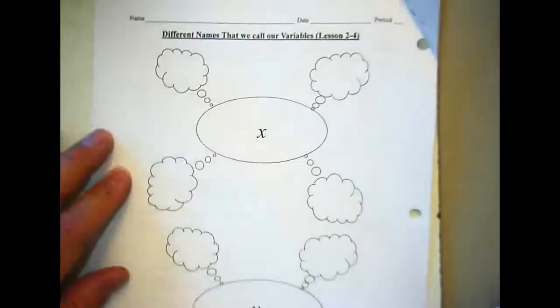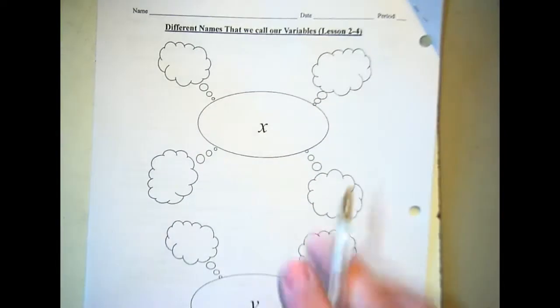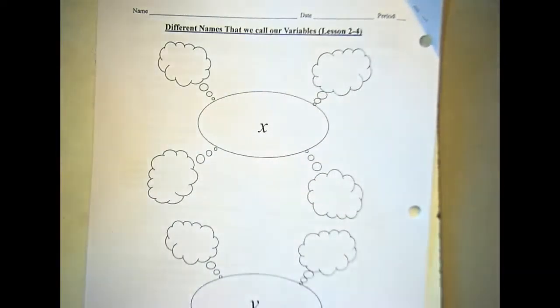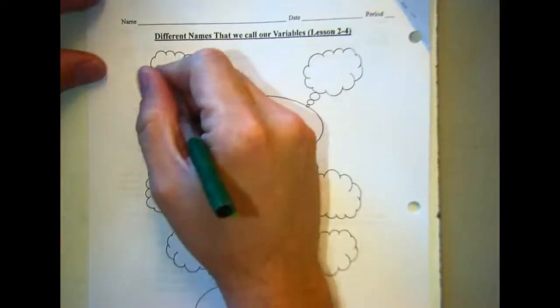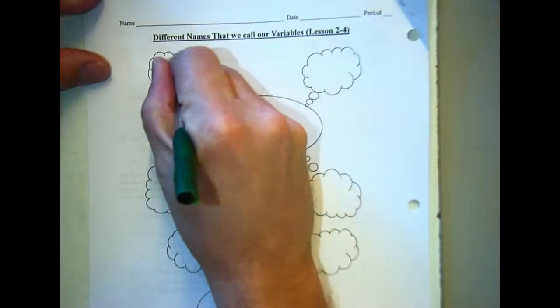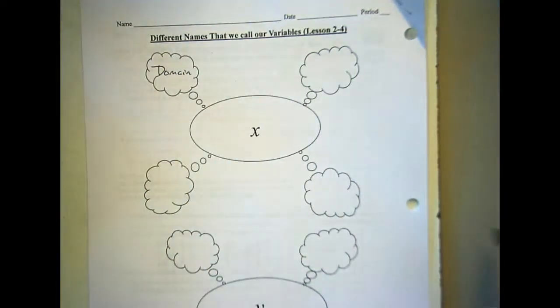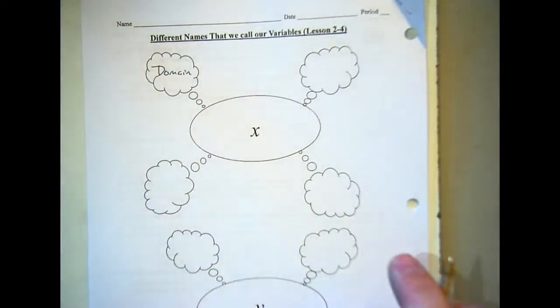What's another name for x that you came up with today? Tell your neighbor. What is it? It is domain. What's another name for y that you came up with today? Everyone write it down. Range. Way to yell, Josh. Did you write it down? What is it? Range.